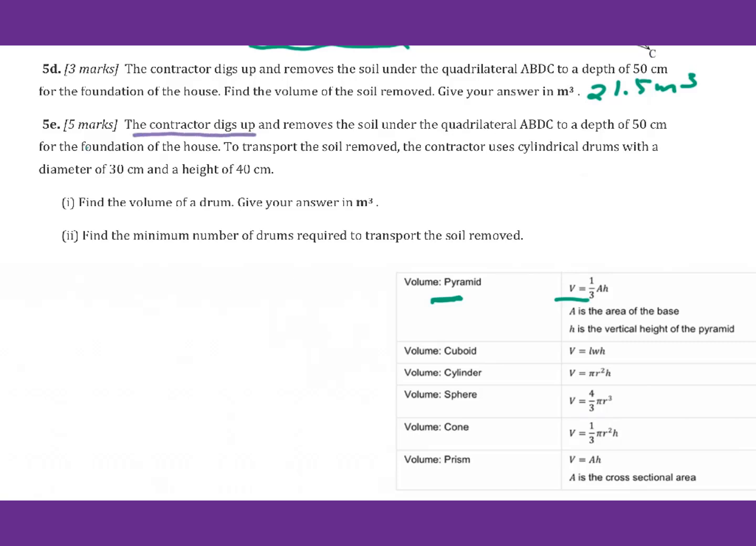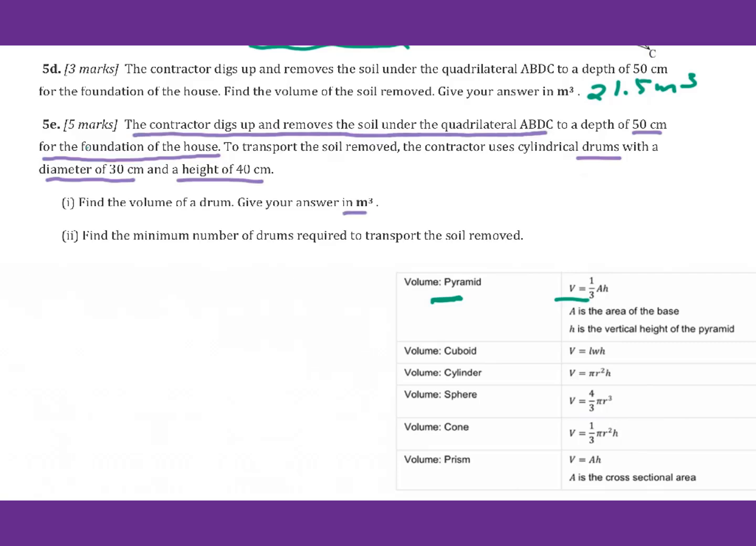The contractor digs up and removes the soil under the quadrilateral ABDC to a depth of 50 centimeters for the foundation of the house. To transport the soil removed, the contractor uses cylinder drums with a diameter of 30 centimeters and a height of 40 centimeters. Find the volume of a drum. Give your answer in meter cubed.